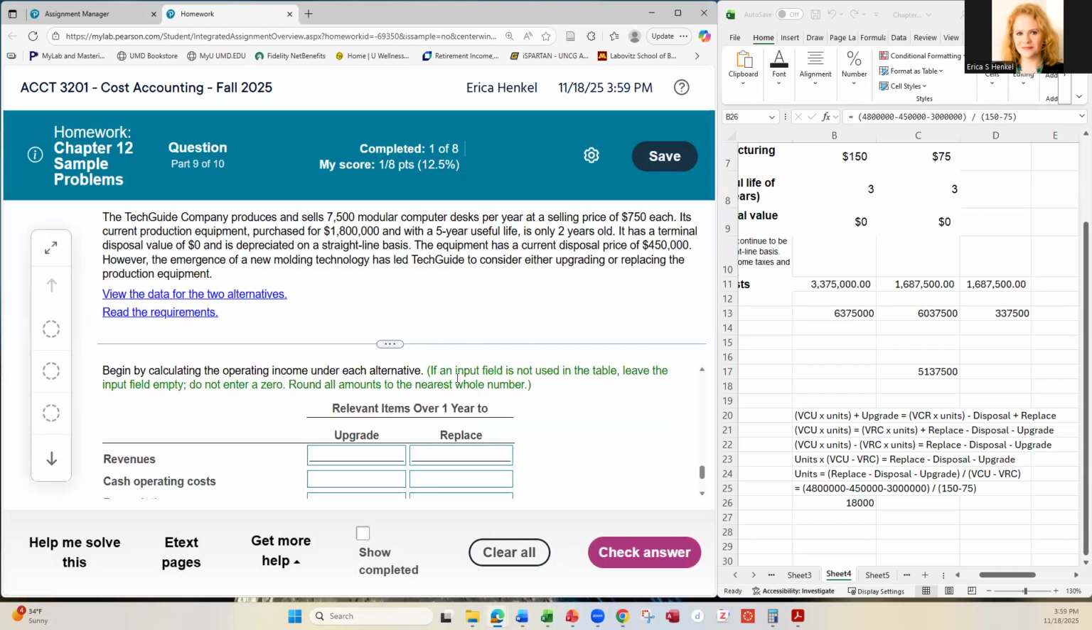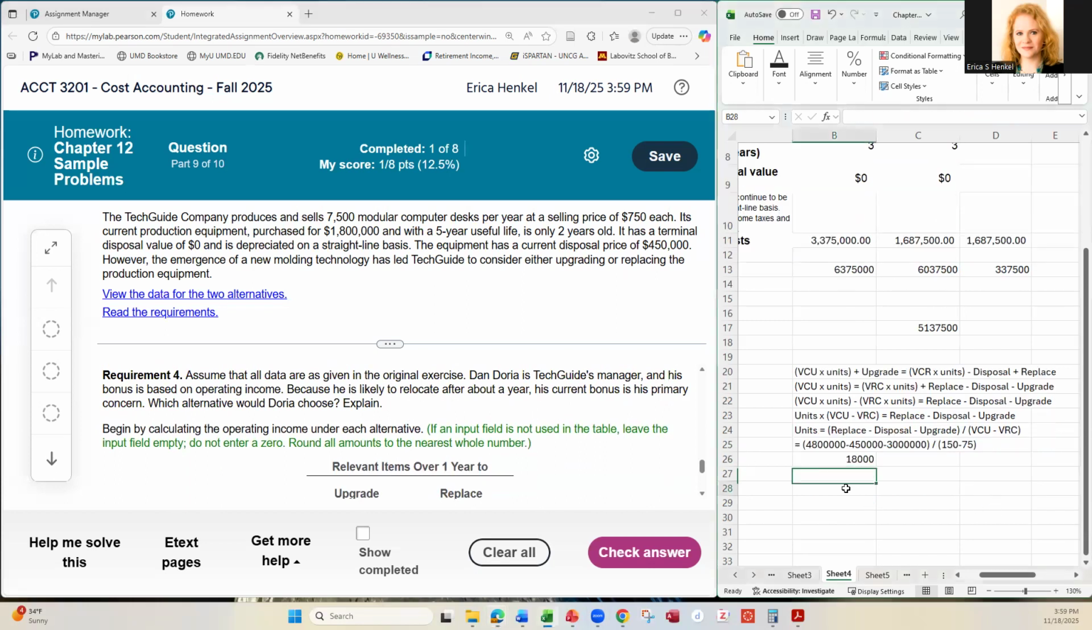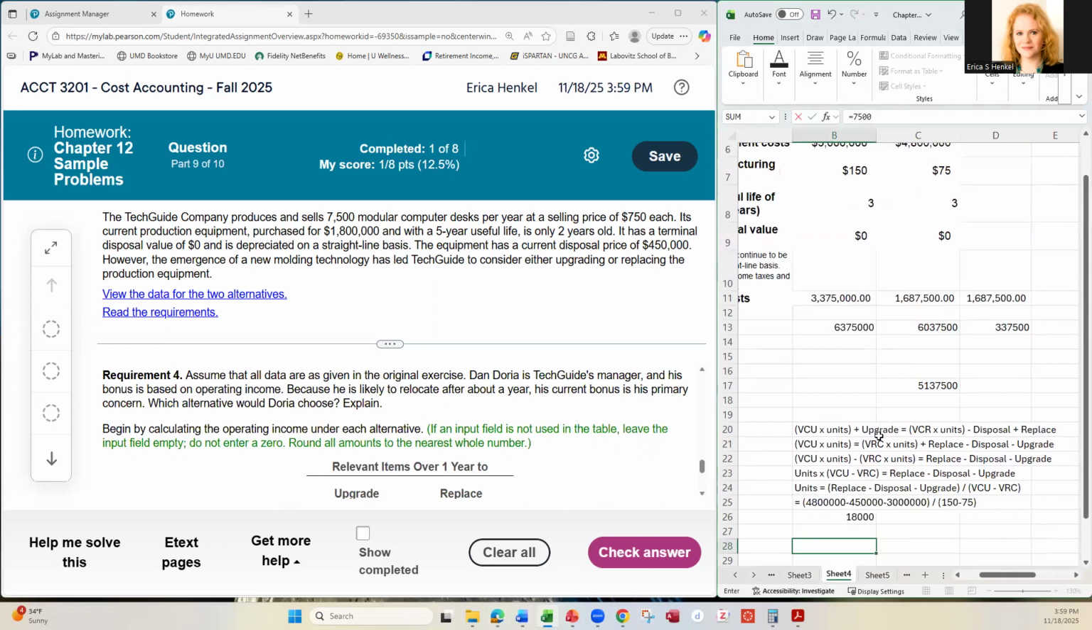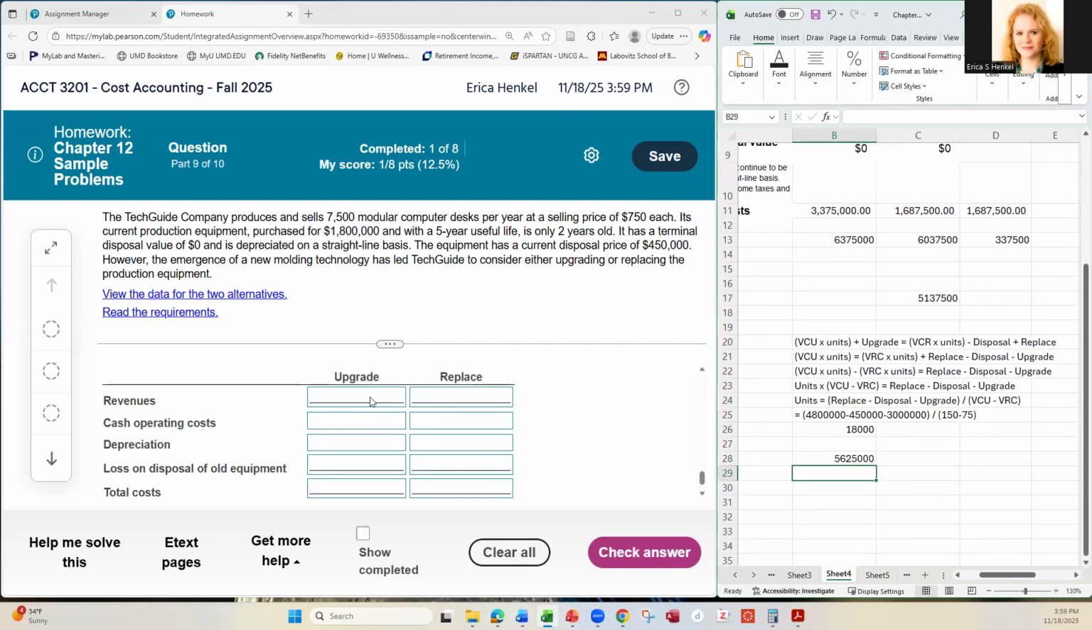Now let's see here. We're going to start by calculating the operating income under each of these two alternatives, under the original exercise, which would have been the 7,500 units. We had a sales price of $750 per unit, which is 5,625,000. It's the same for both.